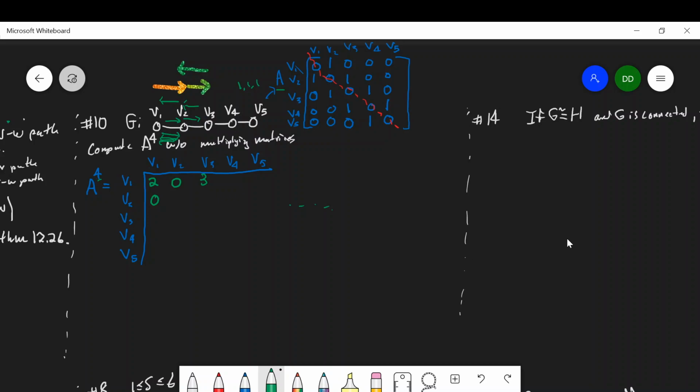Okay. Notice if I want closed walks, if I want the number of closed walks between a vertex and itself, I'm looking at the diagonal. I'm looking at the diagonal of this matrix. So that's how I can compute closed walks.